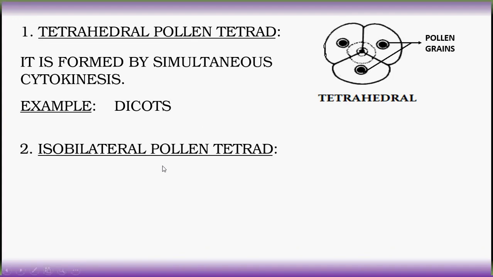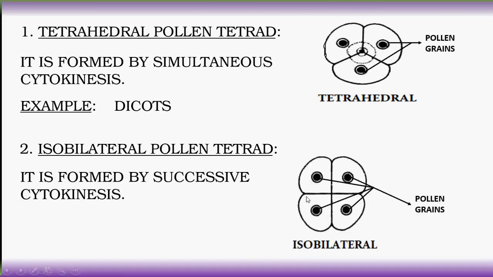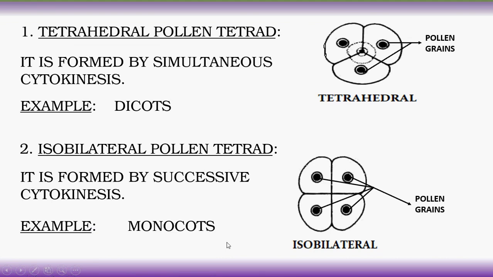Isobilateral tetrads. It is formed by successive cytokinesis. That means the wall formation occurs at the end of meiosis 1 as well as at the end of meiosis 2. So this isobilateral tetrad appears like this. Example, monocots.